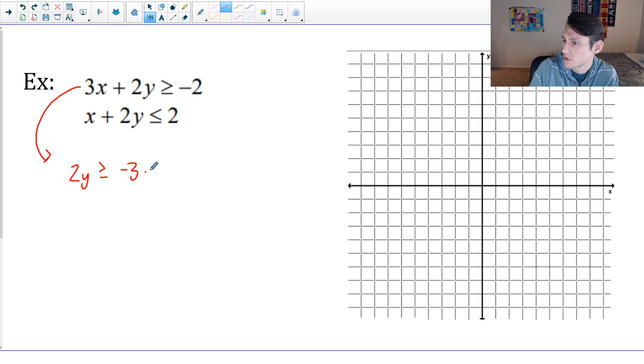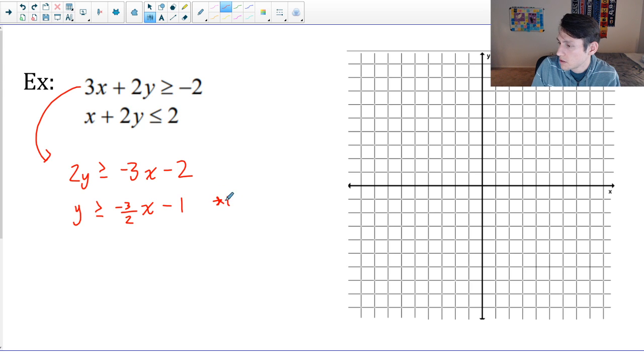So I'm going to subtract 3x from both sides, but the 2y stays here, and the minus 2 stays here. All I did was move that 3x. And now I want to divide by 2, right? So divide everything by 2. So y is greater than or equal to negative 3 halves x. Negative 2 divided by 2 is negative 1.